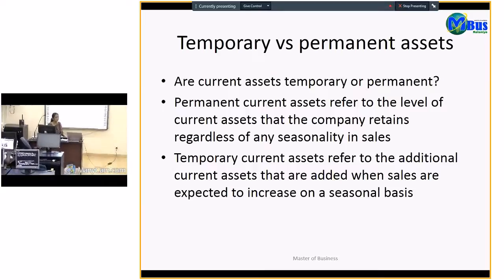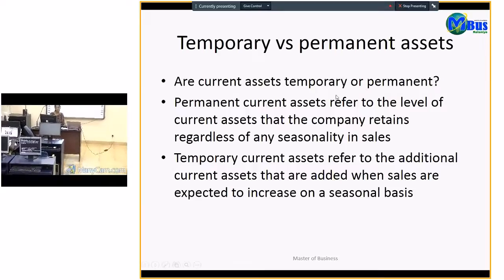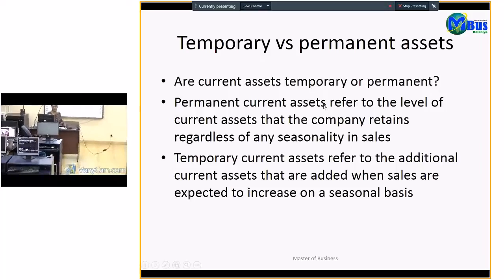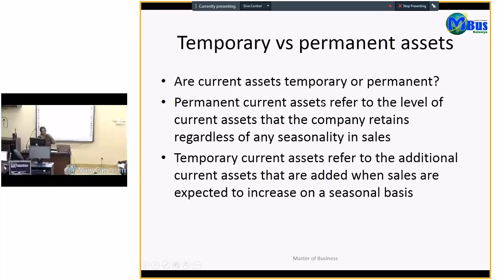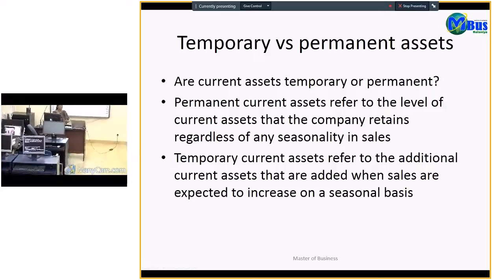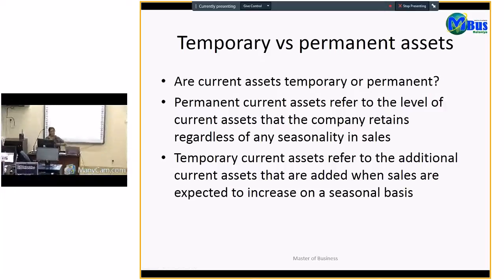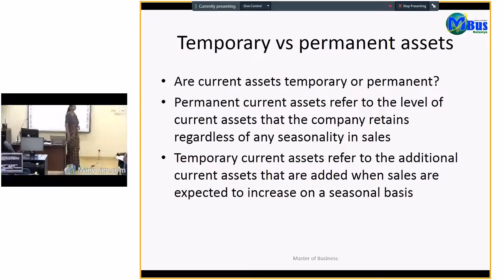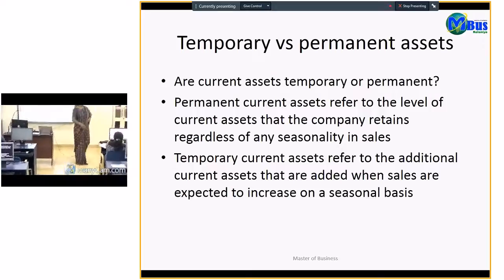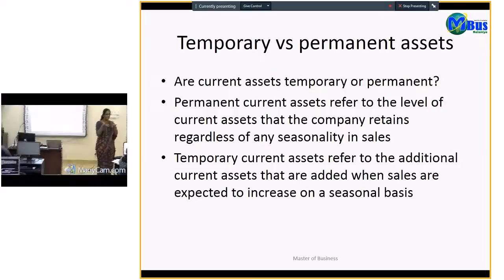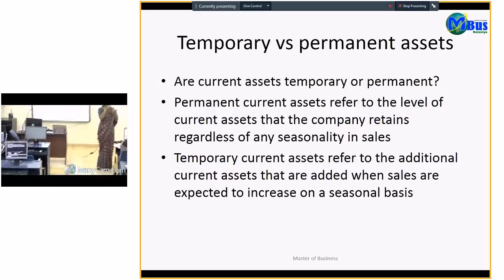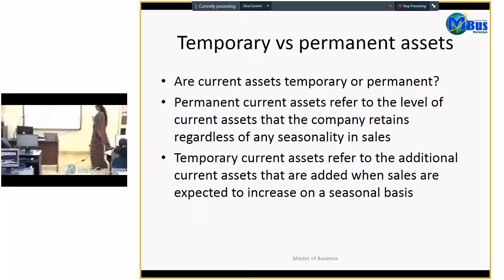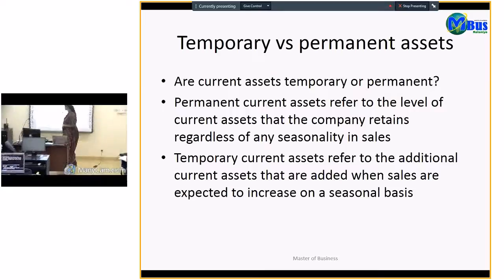You understand? So temporary current assets refer to the additional current assets that are added when sales are expected to increase on a seasonal basis. What is that? In order to meet the New Year demand, the company should maintain a high amount of stocks. Apart from the permanent stock, they have to have another amount of working capital, another amount of current assets.